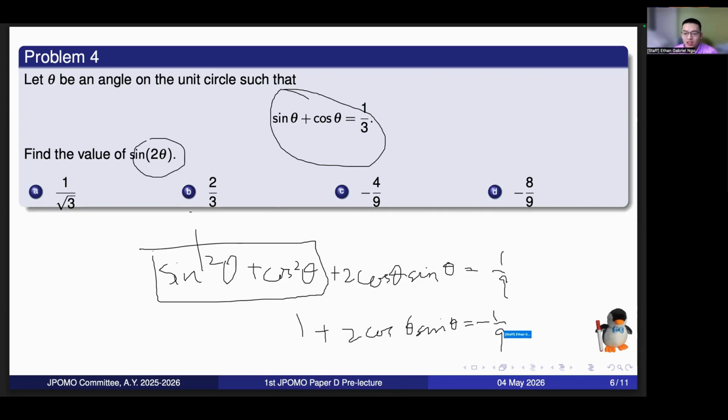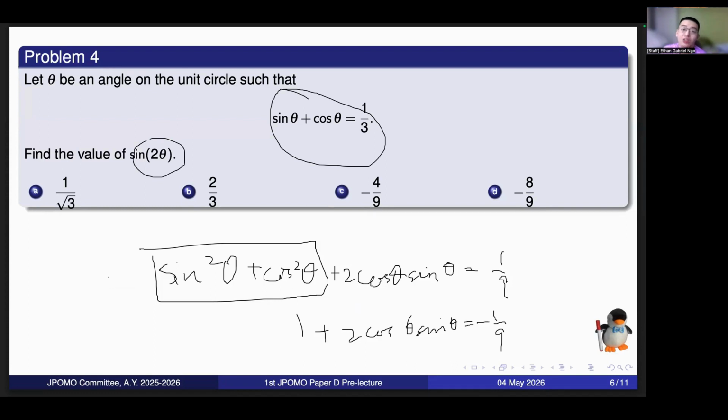Now, what does this identity remind us? So we have that the sine of 2 theta equal to 2 cosine of theta times sine of theta. Yes, and what does that equal to? Sine 2 theta equal to minus 8/9. So D.